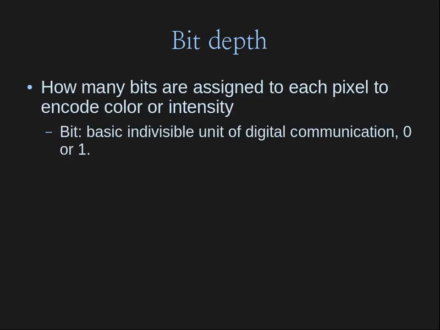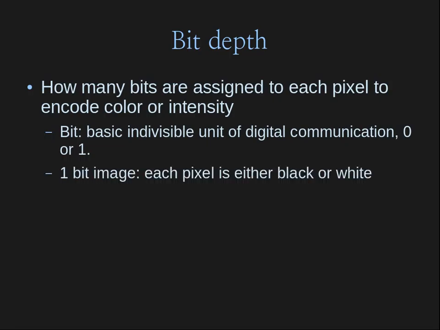So the most basic bit depth that we can have would be a 1-bit image, which means only 1 bit is assigned to the color of every individual pixel, which means that it can either be on or off. In this case, it can either be white or black. One or the other. There's no grays, there's no intermediates, it is just one or the other.